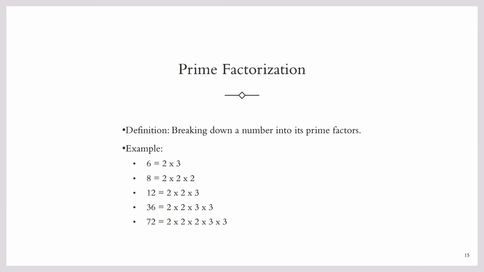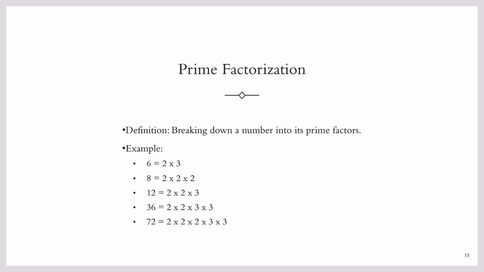So for example, 6 can be written as 2 times 3, where 3 and 2 are both prime numbers. Similarly, 8 can be written as 2 times 2 times 2, where 2 is the prime number. 12 can be written as 2 times 2 times 3, because 2 times 2 is 4 and 4 times 3 is 12, but we cannot write 4 because 4 is not a prime number. So we divide the number into its factors that are prime numbers.